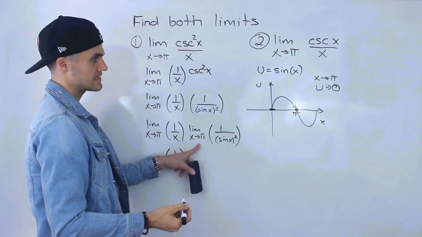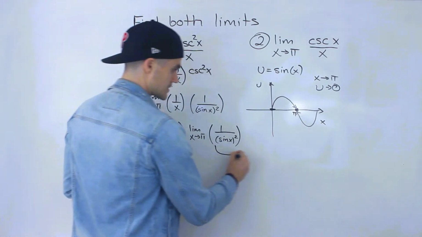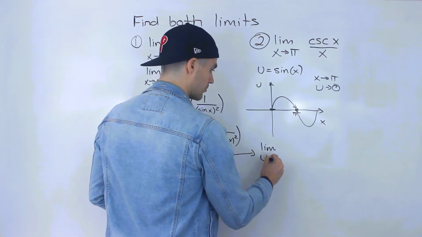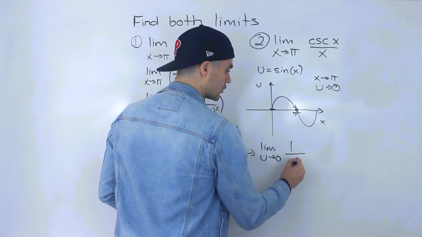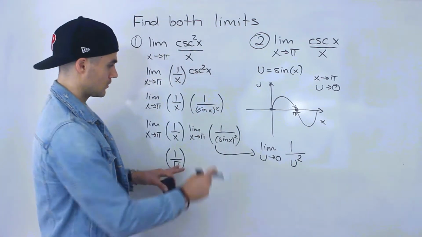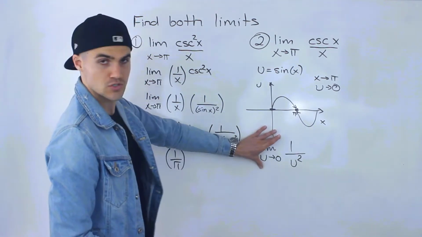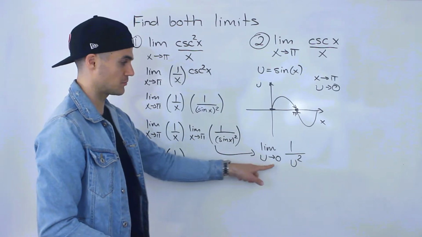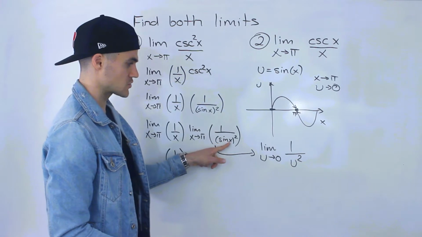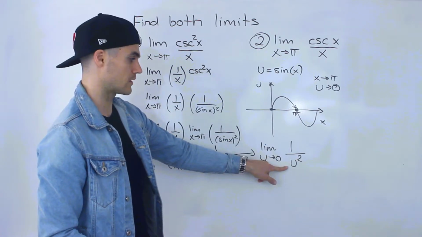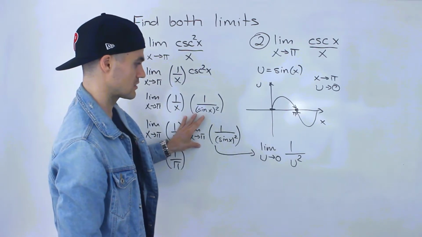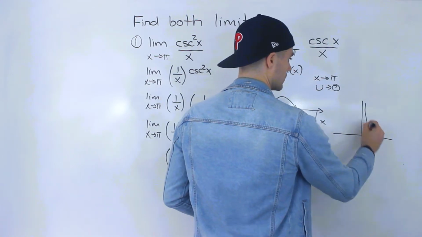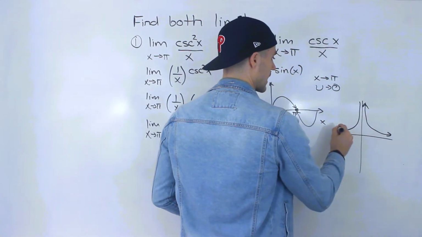So we can take this limit here and rewrite it as the limit as u approaches 0 of 1 over u squared. Notice that I took all of the x variables and switched them all in terms of u. So as x approaches pi changed to as u approaches 0, and 1 over sine x squared changed to 1 over u squared. And now this is a lot easier, in my opinion, to work with. u squared, if you were to graph it, basically looks like that.